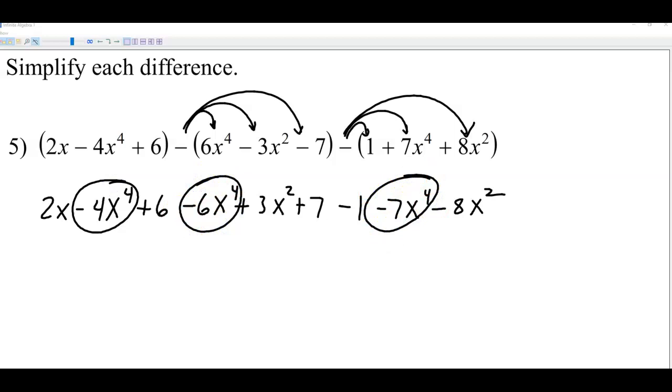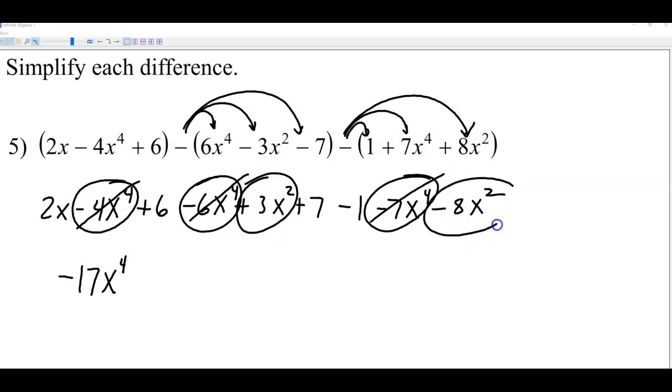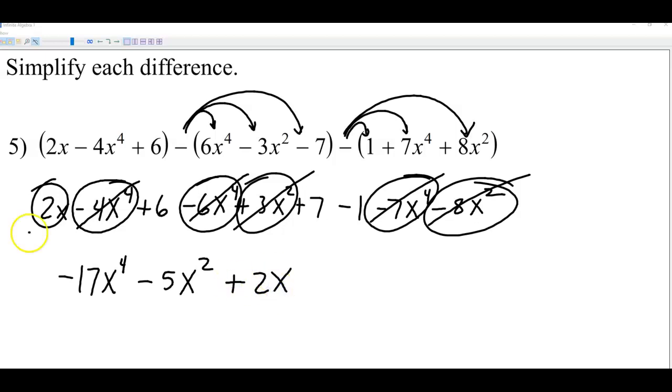We have negative 4, negative 6, and negative 7, which all put together is negative 17x to the fourth. The next biggest term that I see up there are squares. So we have a 3x squared and negative 8x squared. Combining those, we get negative 5x squared. The next biggest term is the 2x there, but it doesn't have anything to combine with, so we'll just bring it down. And then finally we have the constants, the ones that are just numbers without letters. Adding all those together, we get 12.